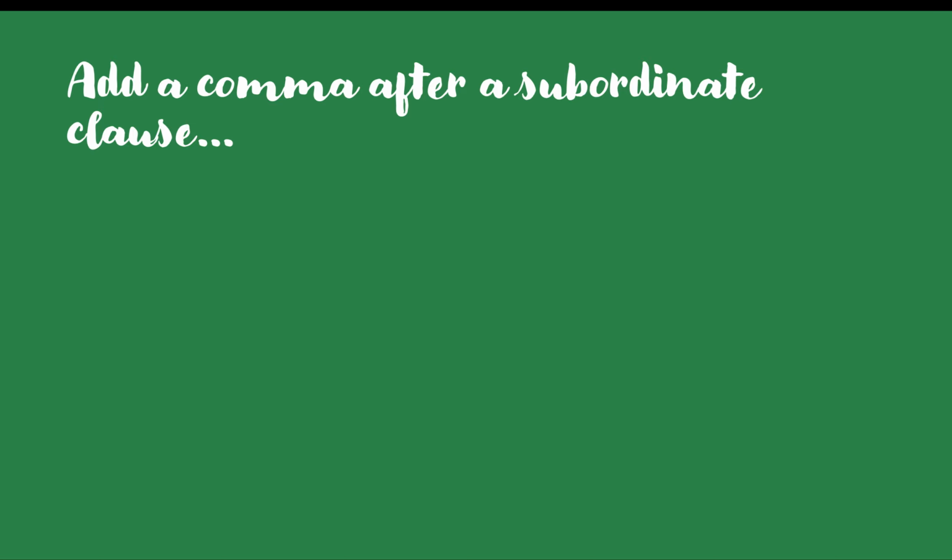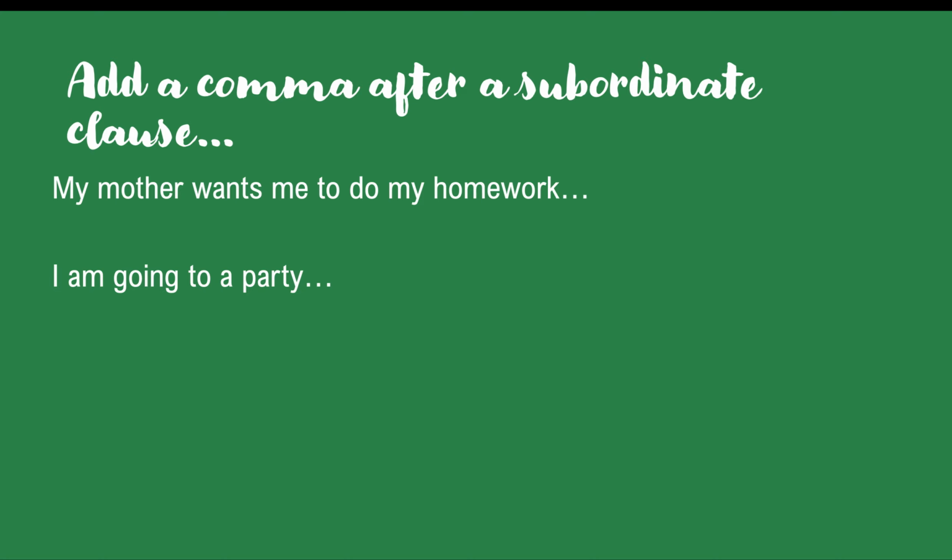You also want to add a comma after a subordinate clause. So remember we were talking about subordinate conjunctions earlier, and these conjunctions connect one part that is subordinate to the second part. If you start with a subordinate clause, you want to add a comma after that clause. Here's a sample. This is an independent clause. My mother, subject, wants me to do my homework, predicate. I, subject, am going to a party, predicate.